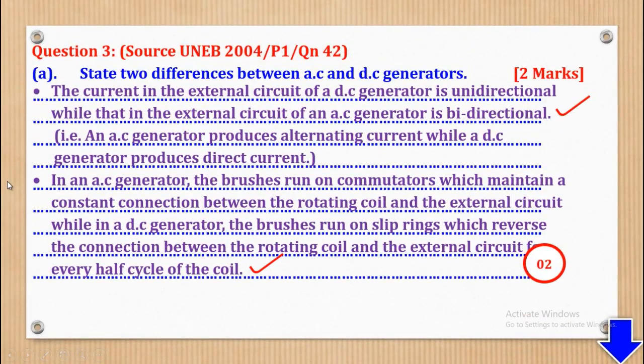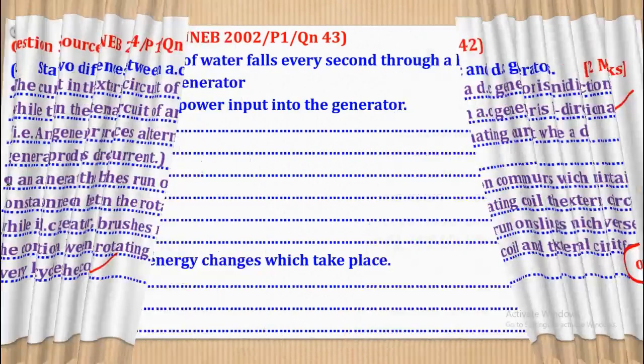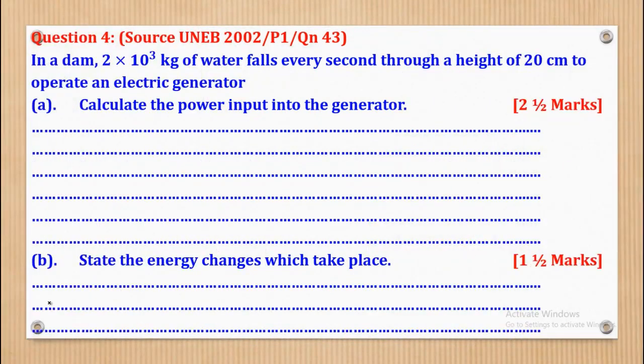So that was question 3. Now let's go to the next question. So question 4 was got from 2002 of UNEB paper 1, question 43, and it says in a dam 2 exponent 3 kilograms of water falls every second through a height of 20 centimeters to operate an electric generator. Then part A, calculate the power input into the generator.